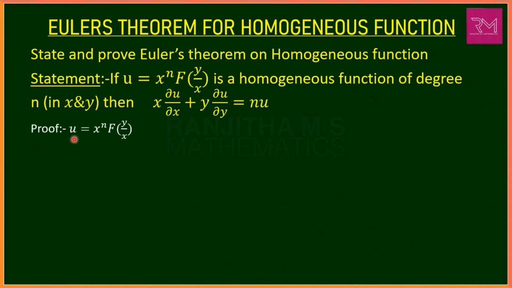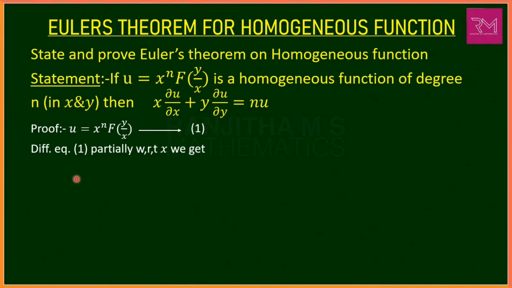First consider the given homogeneous equation u is equal to x power n into f of y by x. Call this equation number 1. The first step is to find del u by del x and del u by del y, which are the partial derivatives of u with respect to x and y. So what's the first step? We have to differentiate equation 1 partially with respect to x.